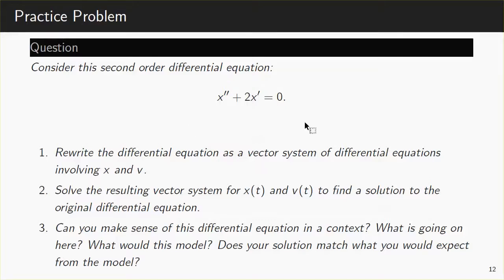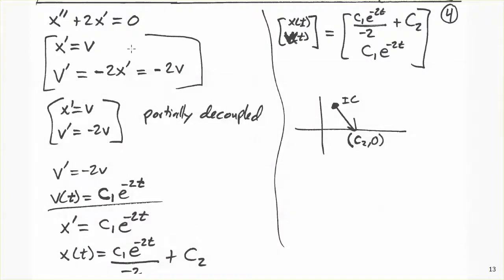All right, so hopefully you paused the video and you tried to figure out this differential equation here. Let's do it together now. So the first thing I did was I set x prime equal to v. What's v prime? Well, v prime is the same as x double prime, and if I subtract this over to the other side, that's minus 2x prime. But of course, x prime is v, so that's just minus 2v.